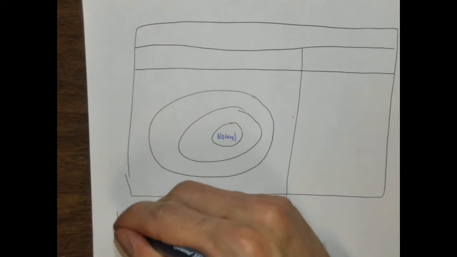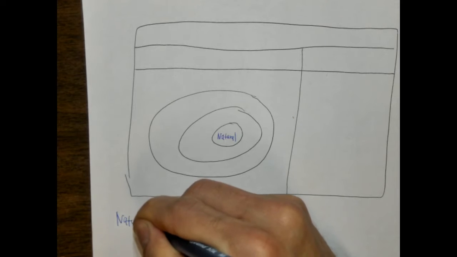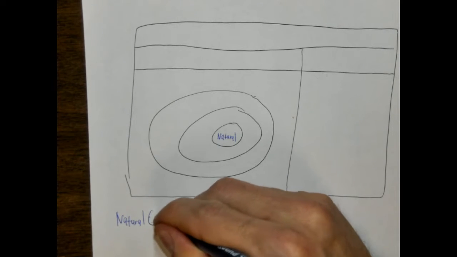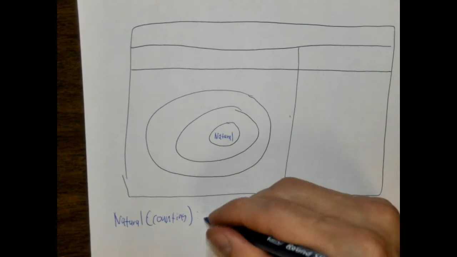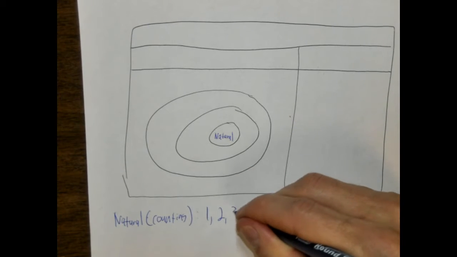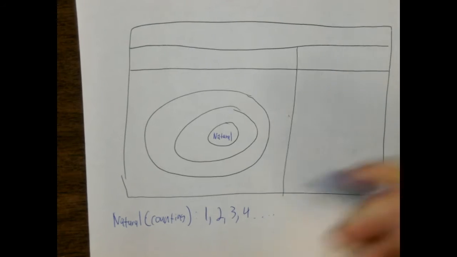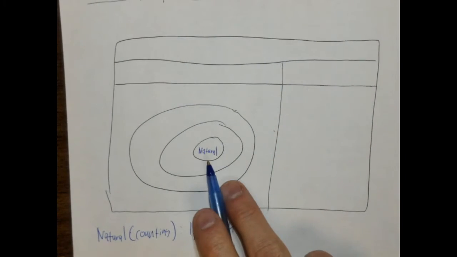So I'm going to go ahead and write this down here as well. So natural, also known as the counting numbers. Okay, that's going to be 1, 2, 3, 4, dot, dot, dot, all the way to infinity. Okay, so natural is the first category.